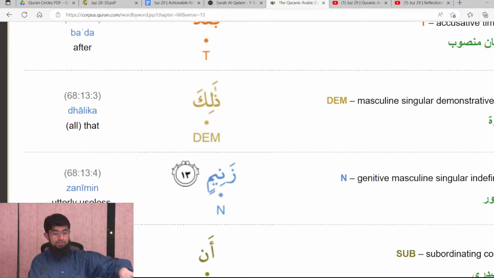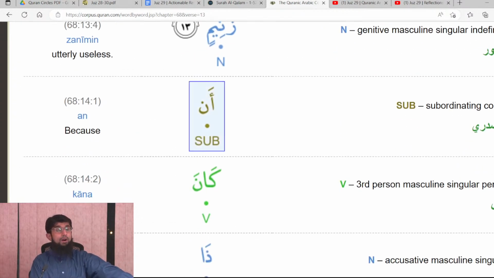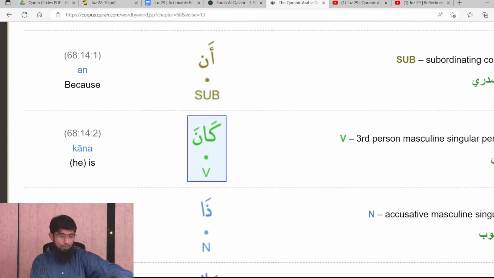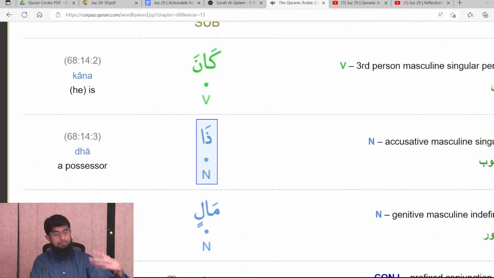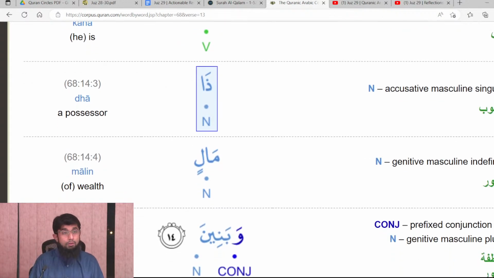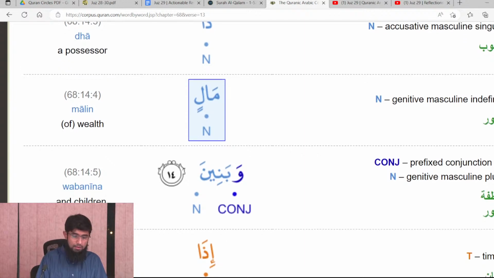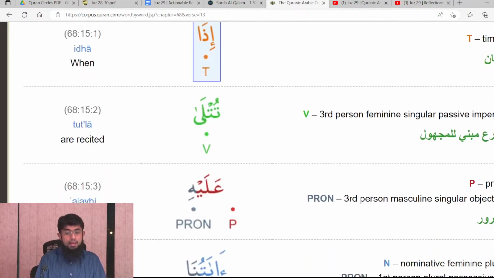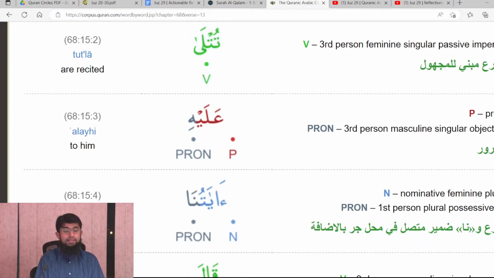Ba'ada, after. Dhalika, that. Zanim, utterly useless. And because, or kana, was, the possessor, right? So the dhu is something, we see dhul jalali wal ikram, right? The possessor of jalal and ikram. So the dhu is a possessor. Mal, wealth. Banin, children. Idha, when. Tutla, alayhi. So see again, ala, and then it's making it he, right? Not who, because of harf jar.